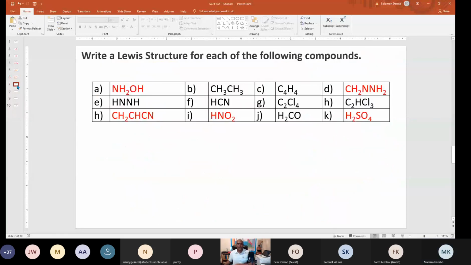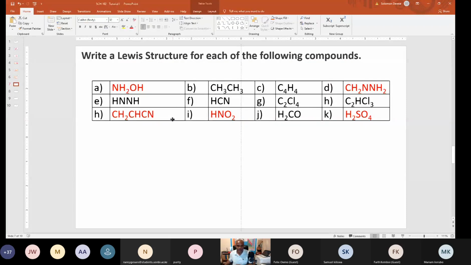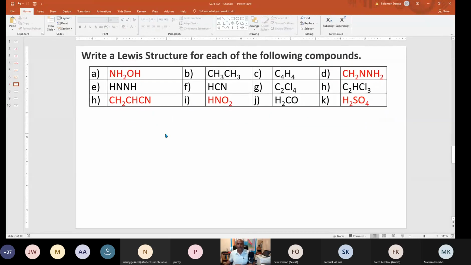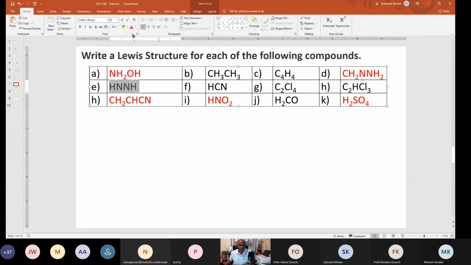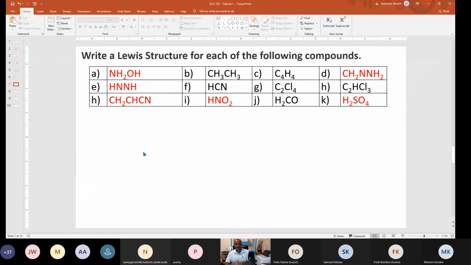Good, thank you. Now, we are going to do another example. We're going to look at the other question. This time is on writing Lewis structure. Okay. So I have identified the ones in red for our discussion. Let me add this one. Let me add also this one. I will discuss these ones as time allows. So first, let's draw the Lewis structure for NH2OH, okay?